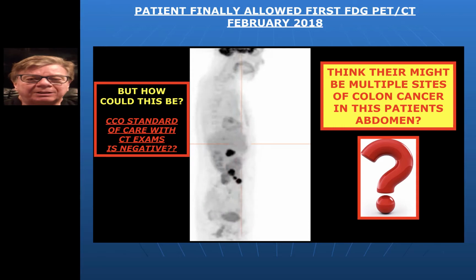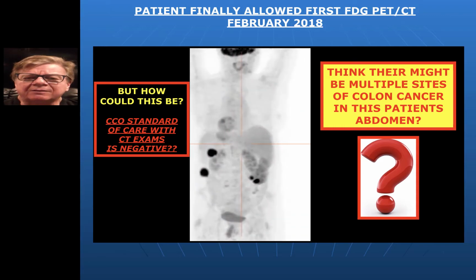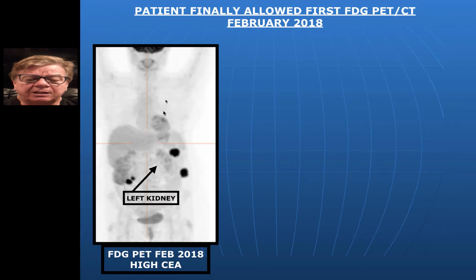I don't know, right? But in this case, we did get an answer because we got the FDG PET, right? So let's just look at that a little more carefully. This is, again, just a picture here. This is the left kidney. There's the liver and heart and so on. But let's look at this mass right here, right?